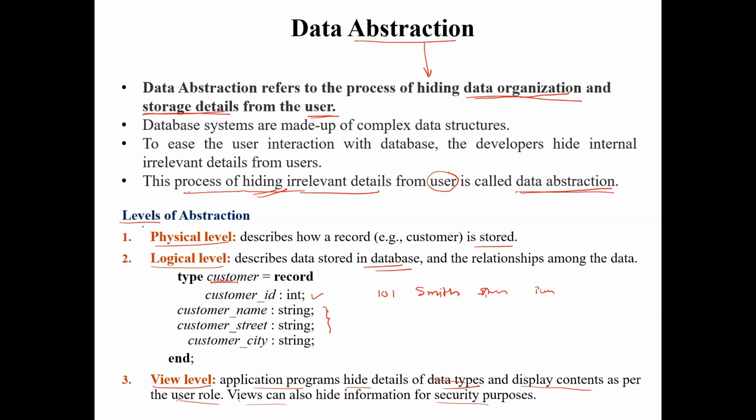So there are three levels of data abstraction: the physical level, the logical level, and the view level.